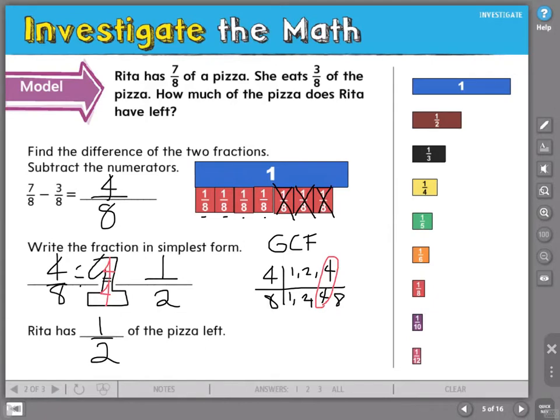So this is an example of how I can use models to represent subtracting like fractions. I took 1/8 fraction models. I found 7 of them, took 3 away, and looked to see how many I had left. Let's see another way we can subtract like fractions.